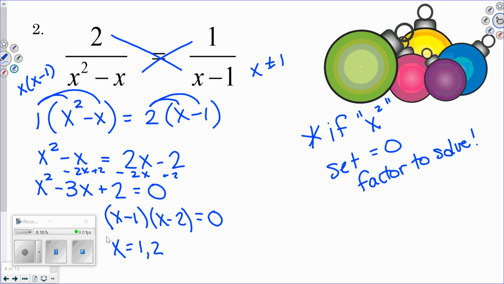So what happens here? That 1's no good. That's extraneous. So the only answer I really have is 2. Because one of our restrictions was a 1. 1 minus 1 puts a 0 in the denominator. I can't divide by 0. So 1 is extraneous. Now, notice how I wrote my answer.